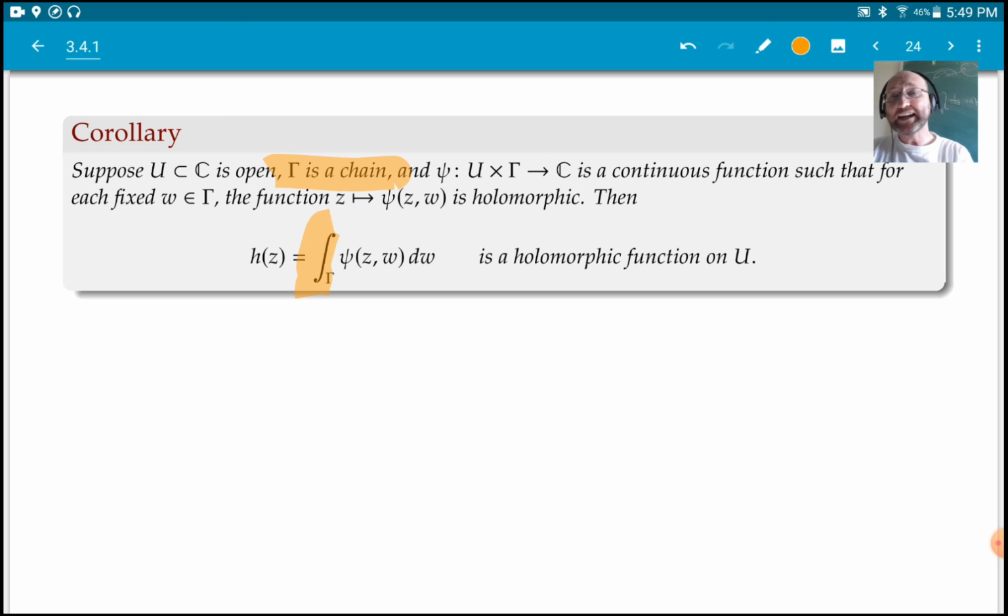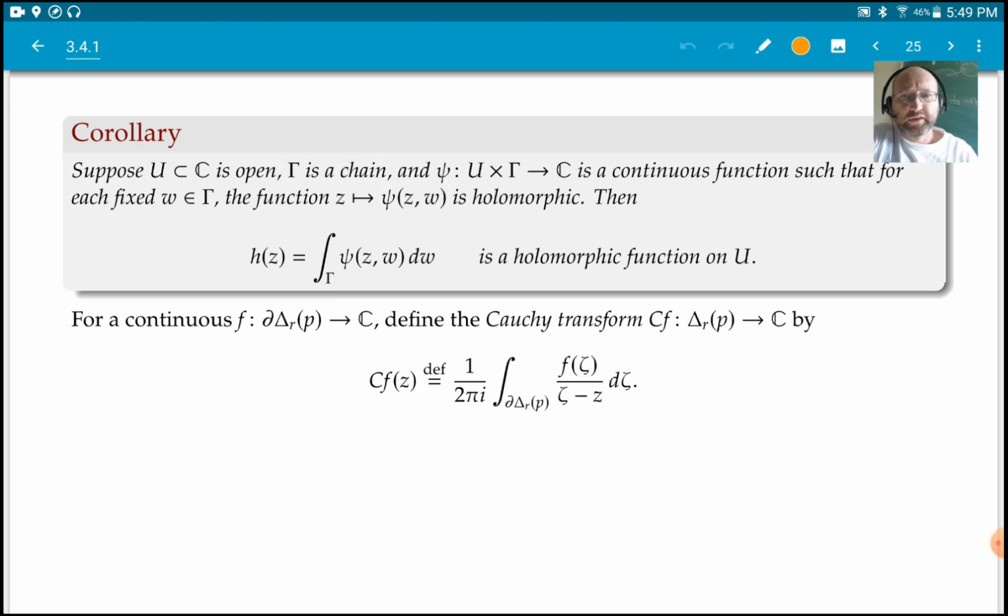So therefore, if I have a continuous function such that for any point on the path, I have that it is a holomorphic function in Z, right? So I have a function on U cross a path, a function of really two variables Z and W, but the W only has to range over the path or over the chain. Then again, if I integrate it out, I get a holomorphic function, right?